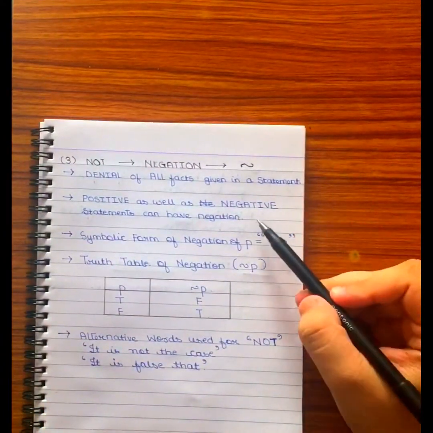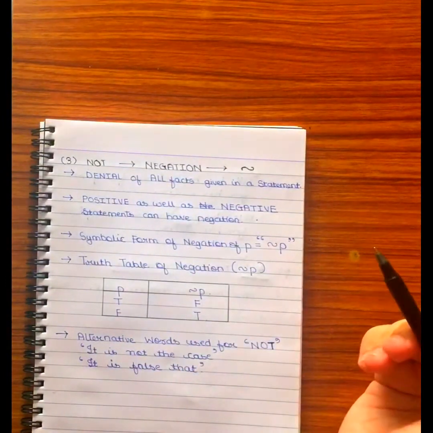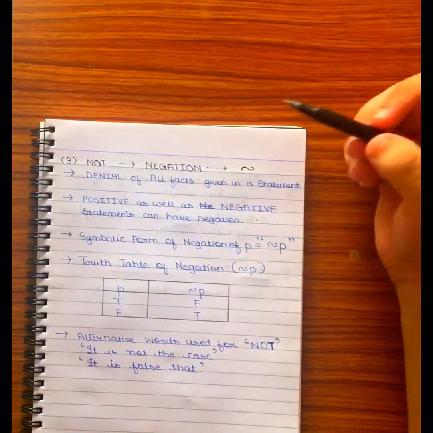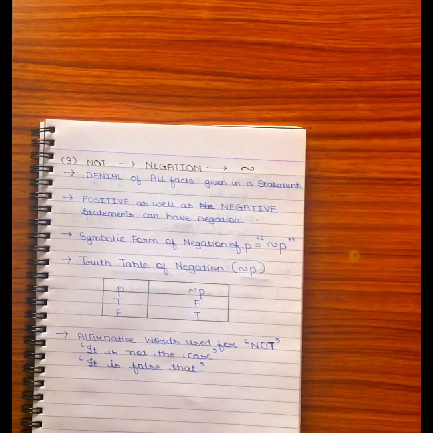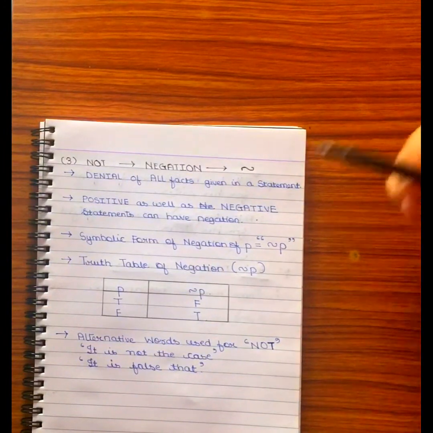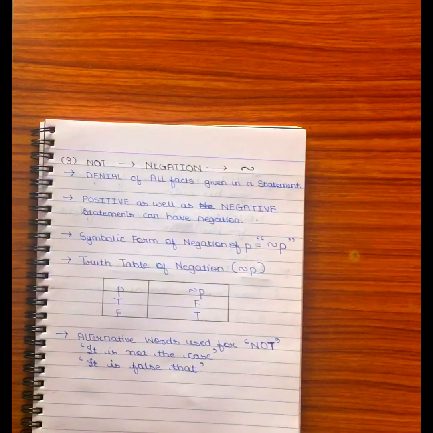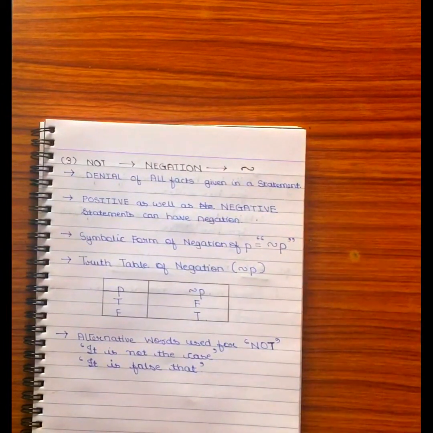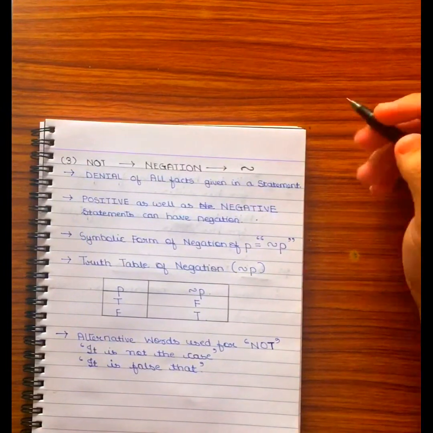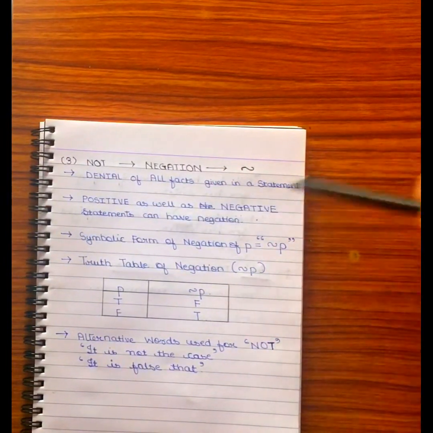Okay, coming on to the second point, positive as well as negative statements can have a negation. As I said, if you already have the word not in your statement, then you can remove that not and it will be the negation of that statement. For example, yesterday it was not raining. So the negation of the statement will be yesterday it was raining. So both positive as well as negative statements can have negation.